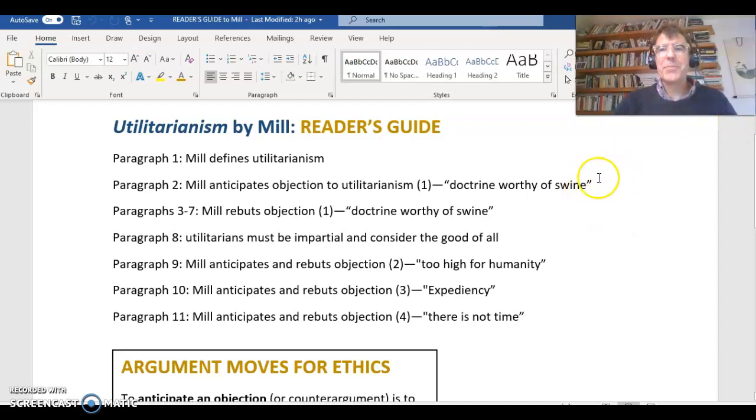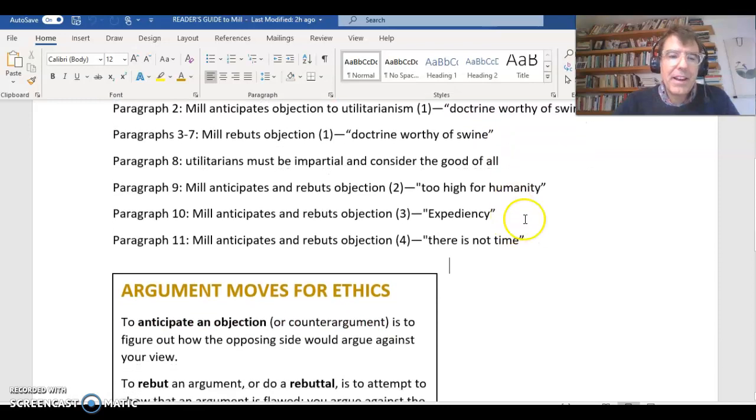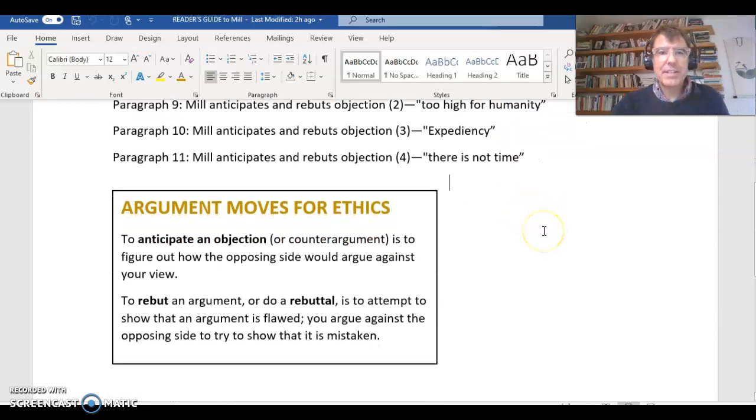So here we go. We are going to start with the Reader's Guide of Mill. This is in the week 4 module. And let's look at the argument moves first. To anticipate an objection is to figure out how the opposing side would argue against your view. This is like figuring out what the other team is going to do in sports.